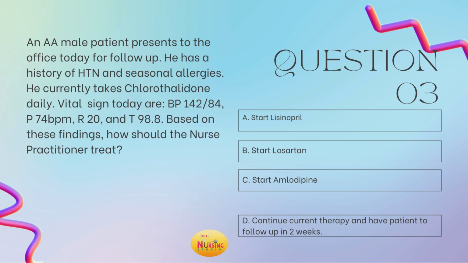Is it A, start lisinopril, B, start losartan, C, start amlodipine, or D, do we want to continue the current therapy and have the patient follow up in 2 weeks? Take a moment and tell me what you have in the comments.